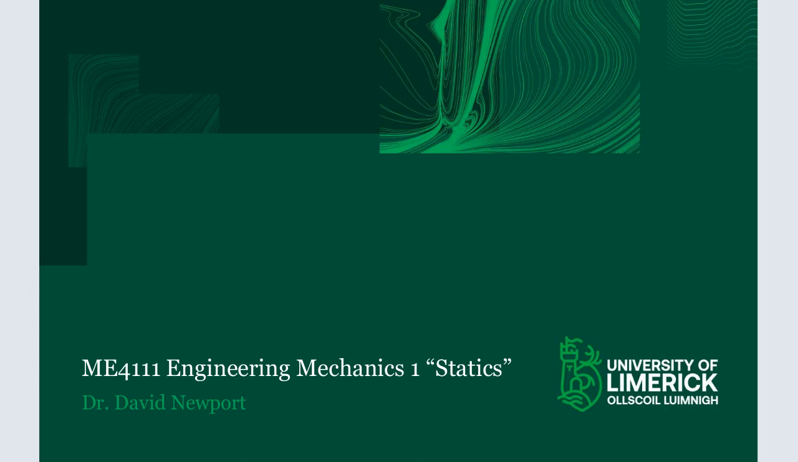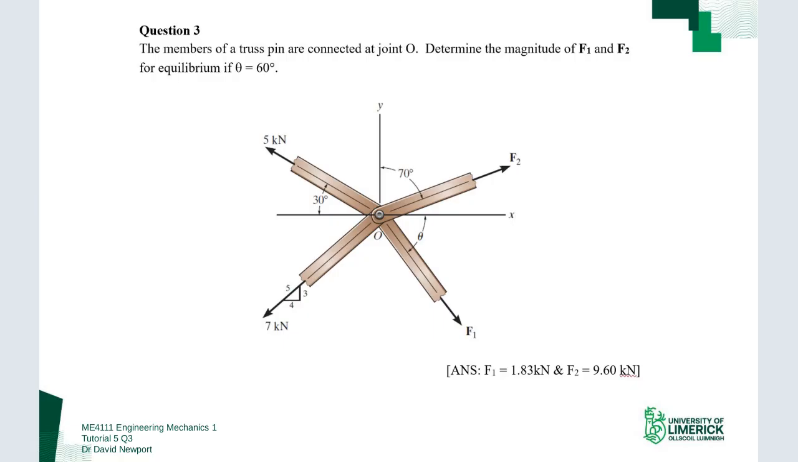We're looking at tutorial sheet 5, and we're currently on question 3. Just to flick onto the question, we're given a truss pin, which is connected at point O, so that's where our pin is. And we have these 4 truss members that are joined together at that point. We're asked to determine the magnitude of F1 and F2 for equilibrium. So F1 is this one here, and F2 that one there.